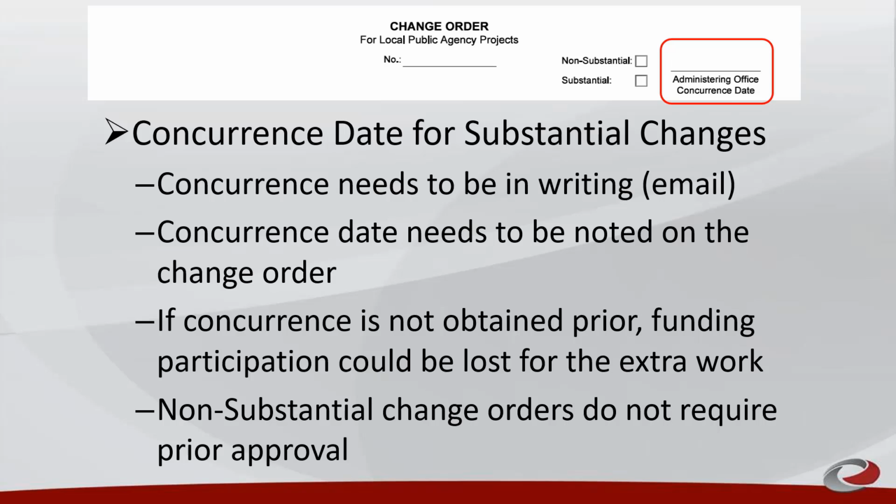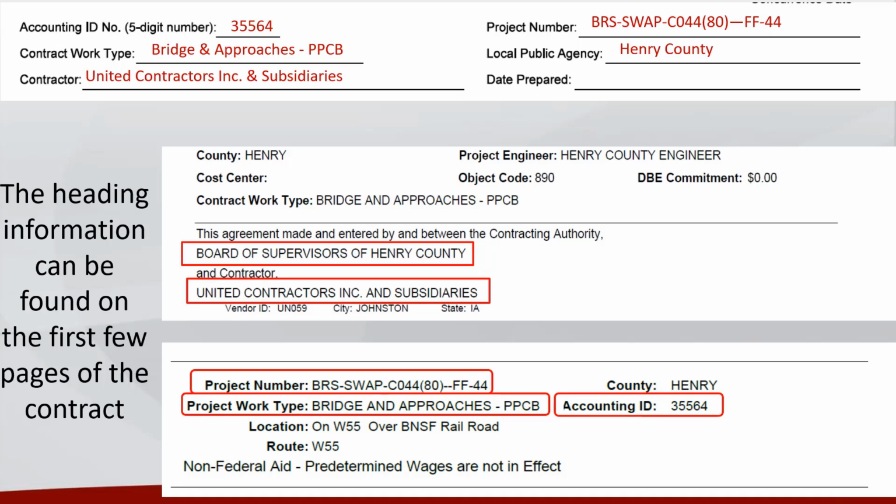Concurrence date for substantial change orders need to be in writing. Concurrence dates need to be noted in the upper right-hand corner of the change order. If concurrence is not obtained, funding for the extra work could be lost. Non-substantial change orders do not need prior approval. The heading information of the change order can be found on the first few pages of the contract.